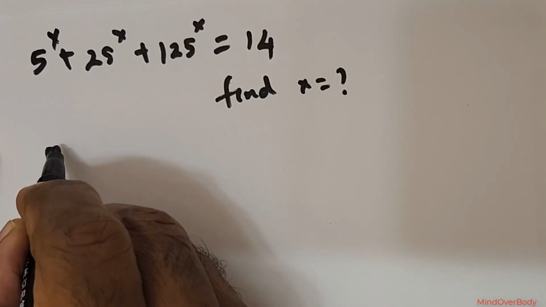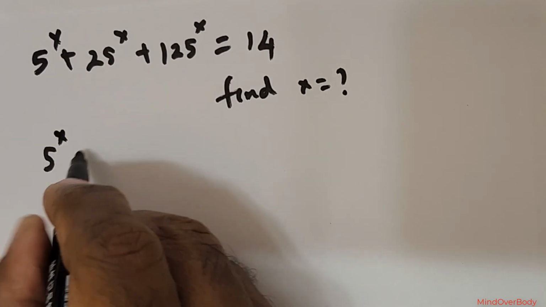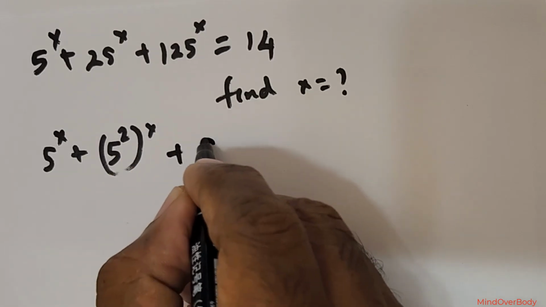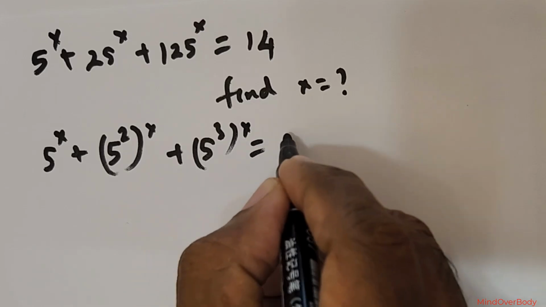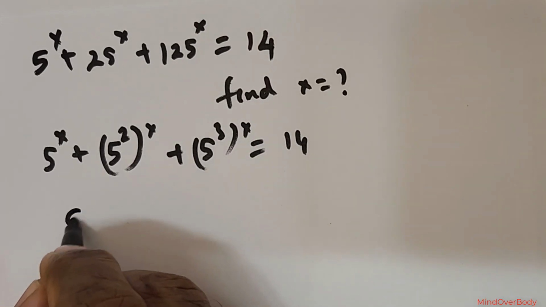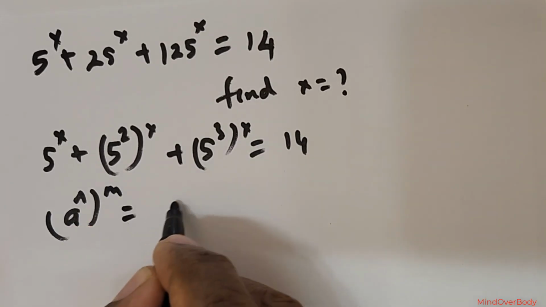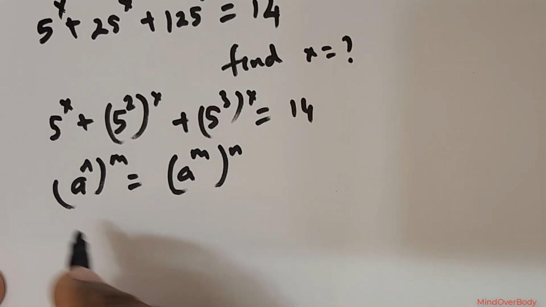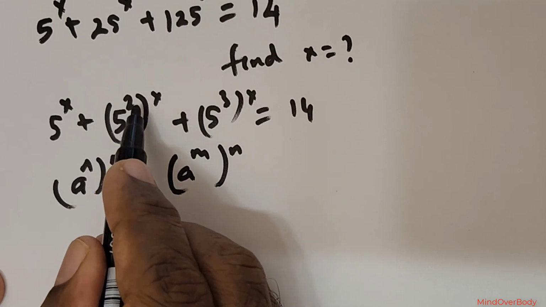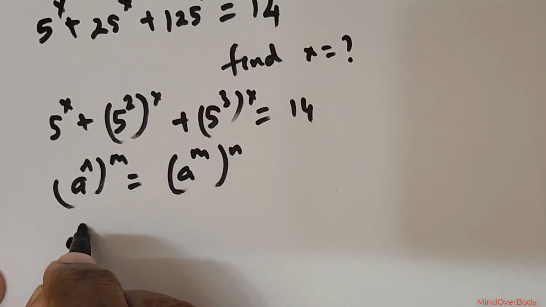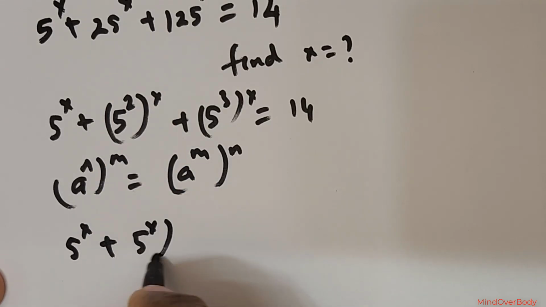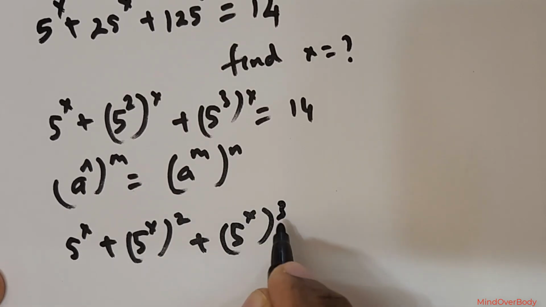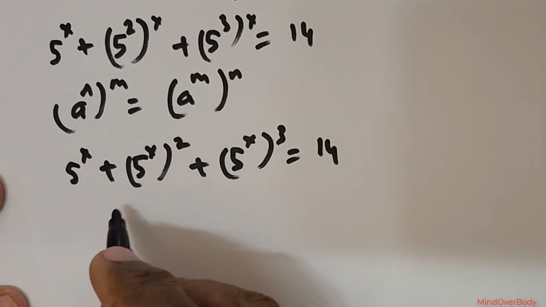Foremost, I would like to rewrite this as 5^x + 5^(2x) + 5^(3x) = 14. Now (a^n)^m can be rewritten as (a^m)^n, so I can interchange the position of 2 and x. So this is going to be 5^x + (5^x)^2 + (5^x)^3 = 14.